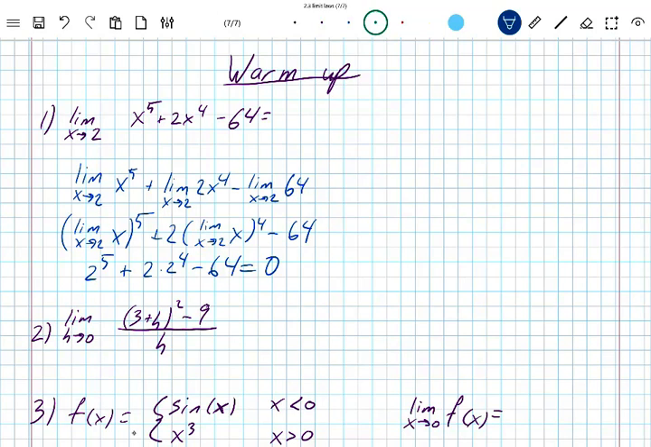Especially because this is a polynomial, we know that we can get a polynomial just by plugging in. A polynomial, the word is continuous, so we're allowed to just plug in this 2 into a polynomial. But let's go somewhere in the middle. I know I can break up across these plus and minus signs, and so what I'll often do is just use these arrows and say, okay, 2 to the 5th is 32, 2 times x to the 4th is 32, and then 64 is just 64. So this is 32 plus 32 minus 64.